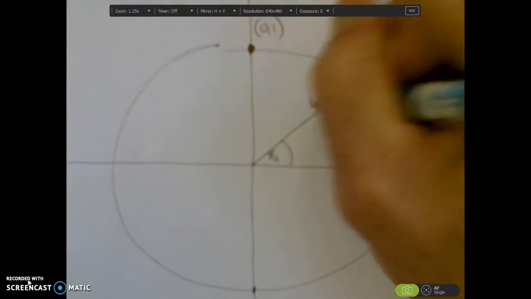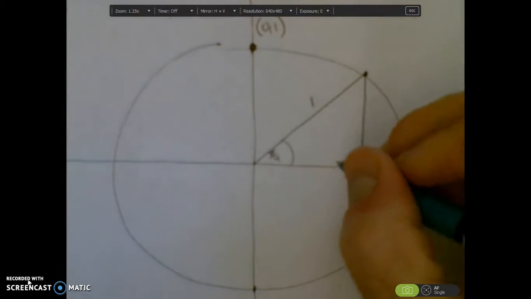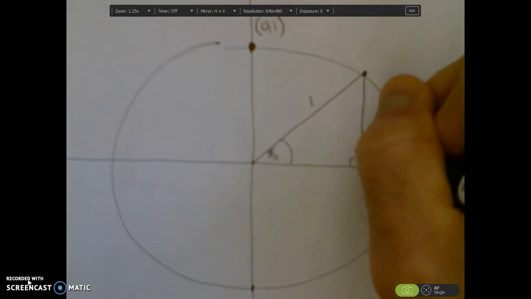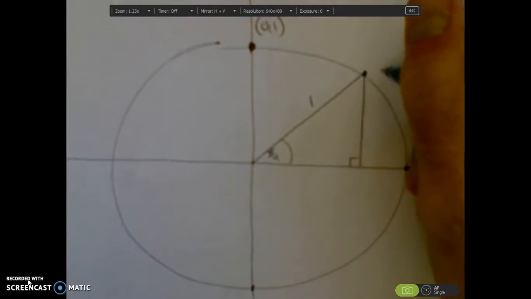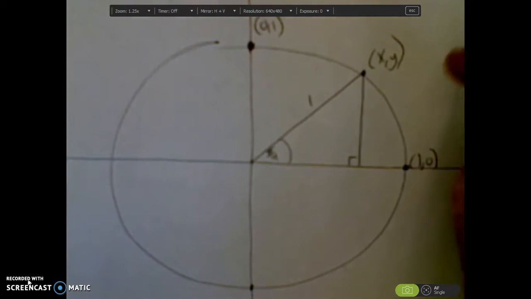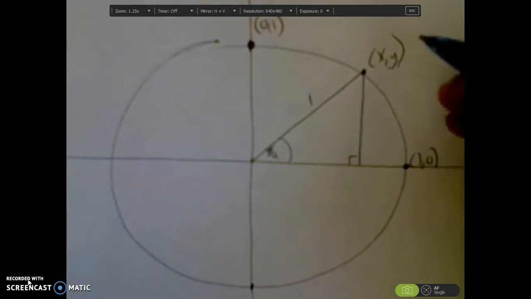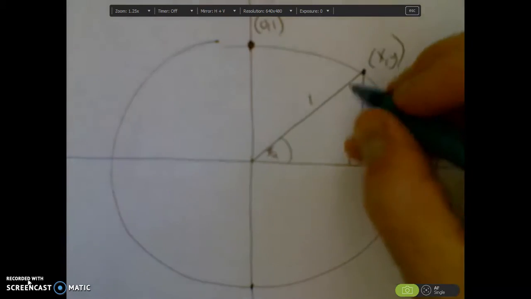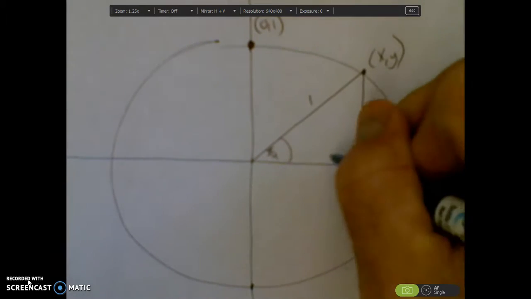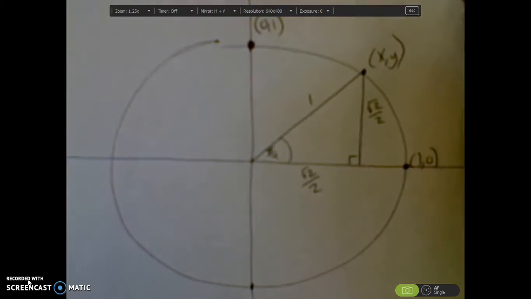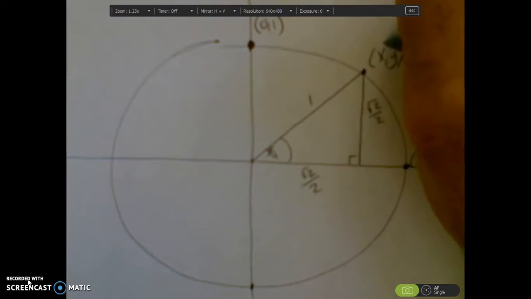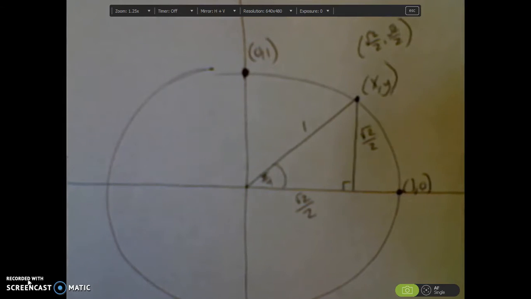Now, since I know that this is 1, and in a 45-45 triangle these two things are the same, the x and the y here are the same value. So you can even use the Pythagorean theorem, x squared plus y squared equals 1, if x and y have to be the same thing. That's where that whole square root of 2 over 2, square root of 2 over 2 thing comes into play. So this xy coordinate right here is square root of 2 over 2 and square root of 2 over 2, okay?